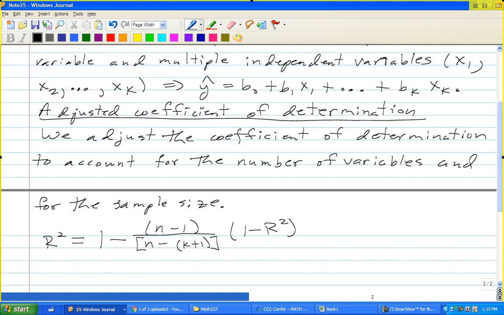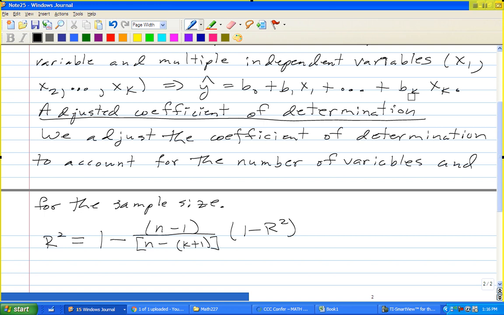Okay, so again, there are k of these variables, and n is your sample size. So we have to readjust r when we have it. This is just readjusting r to account for the fact that we have a lot of variables. So that really finishes off section 10.5.